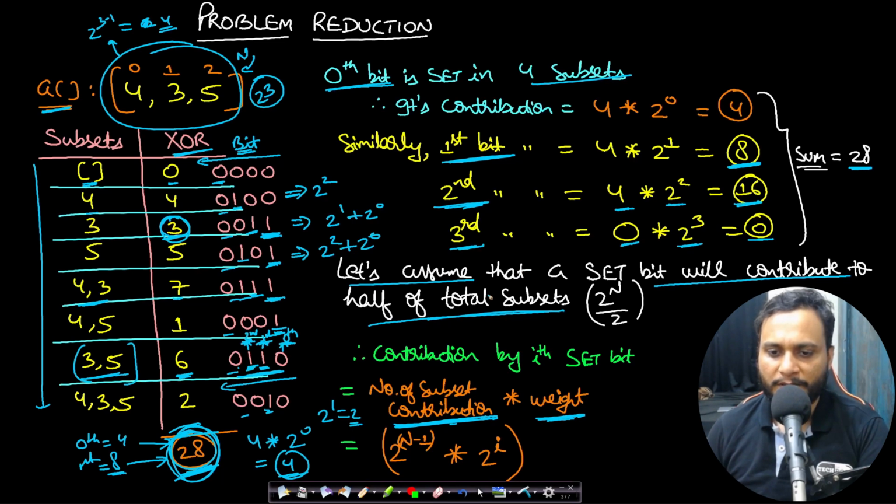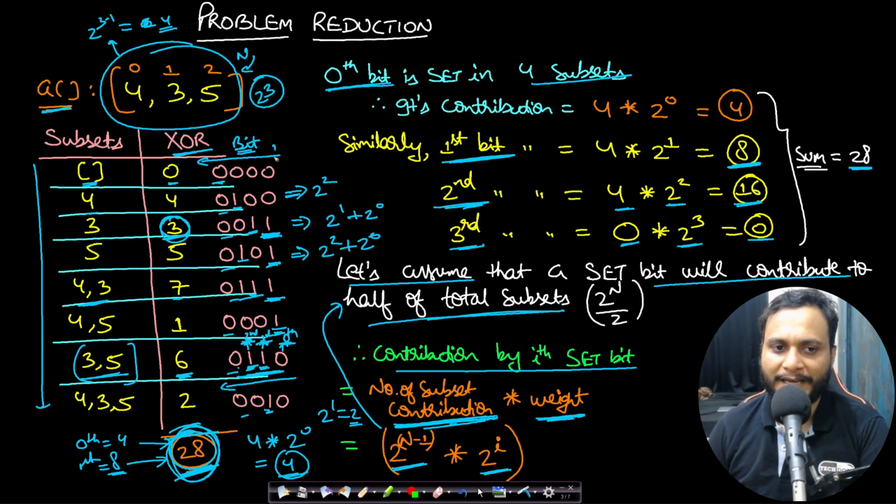Okay. Therefore, once you know that, the total contribution for the ith set bit will always be the number of subset contribution, which is always 2 to the power n minus 1 according to this given statement, multiplied by the weight of the ith bit, right? So this problem now boils down to knowing if the ith bit is set or not set. How to tell if the ith bit is set or not set?